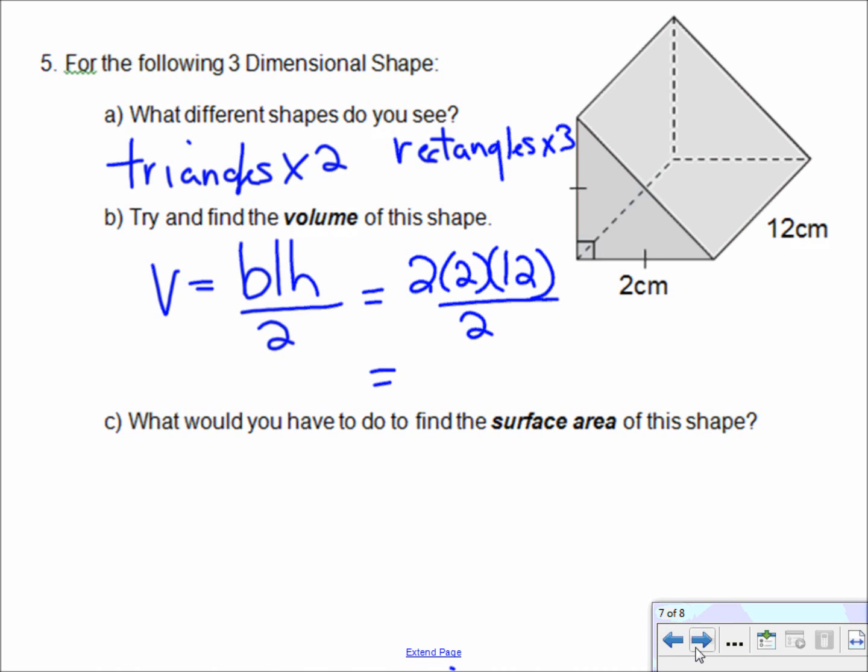Let's just finish this one thing and then you can go, okay? So 4 times 12 divided by 2. So our volume is 24 centimeters cubed. 24 centimeters cubed. Okay? Write that down and then you can go for break. See you in 5 minutes.